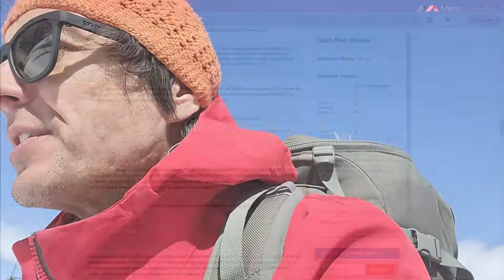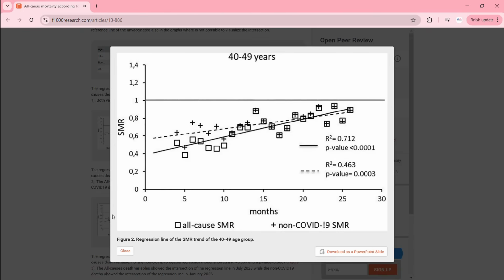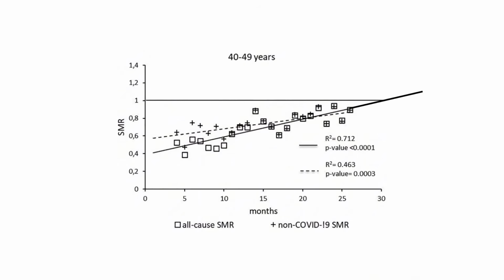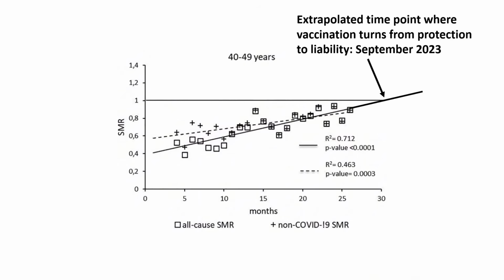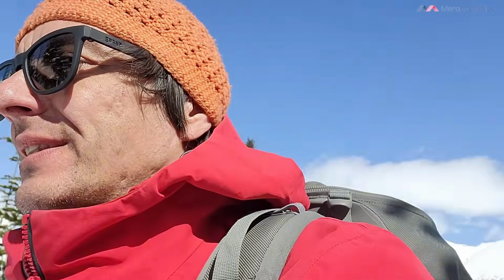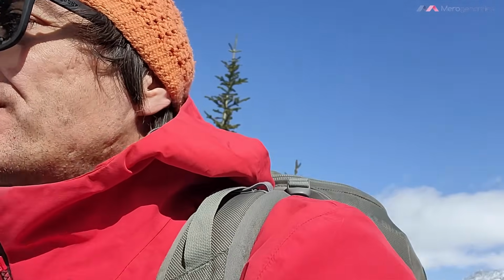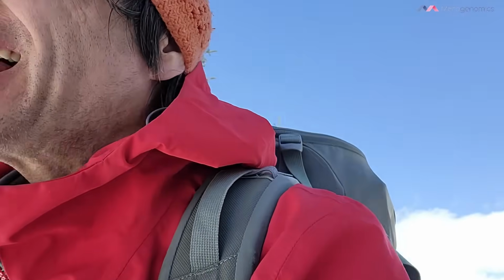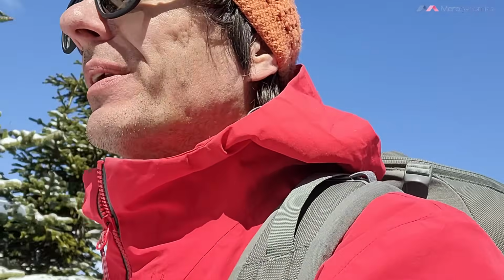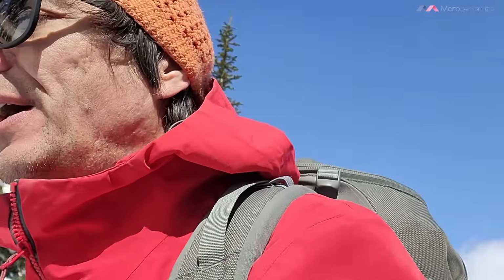Those are 40-year-olds. And you can see they vaccinated start with a really great protection, and that protection starts to wane. They didn't cross in this study period for all vaccinated that line where they start getting worse for mortality than non-vaccinated, but you can extrapolate that line. And if you extrapolate that line, that crossover would have been in September 2023. Okay, we're gonna move forward.